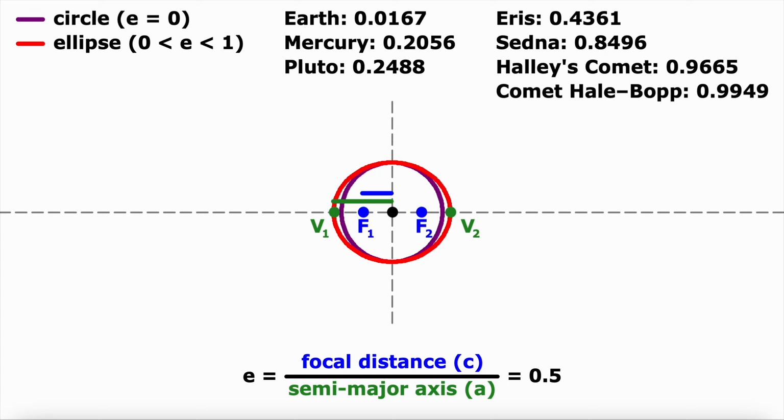Eris' orbit has an eccentricity of about 0.4361, and Sedna's orbit has an eccentricity of about 0.8496, resulting in a very elongated orbit that takes it far from the Sun.